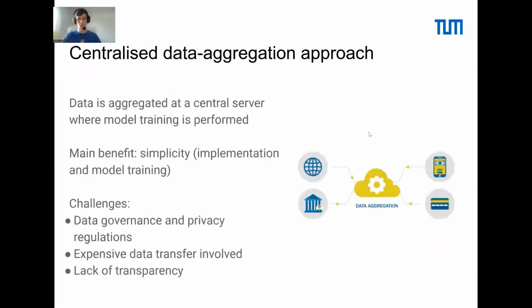The first one you're very well familiar with, which is the centralized data aggregation approach, where all the data gets aggregated at a single site and all the algorithmic processing is performed there. There are some obvious problems, such as data governance and privacy regulations, lack of transparency, and the fact that some of this high-dimensional data may be expensive to transfer to the main site.